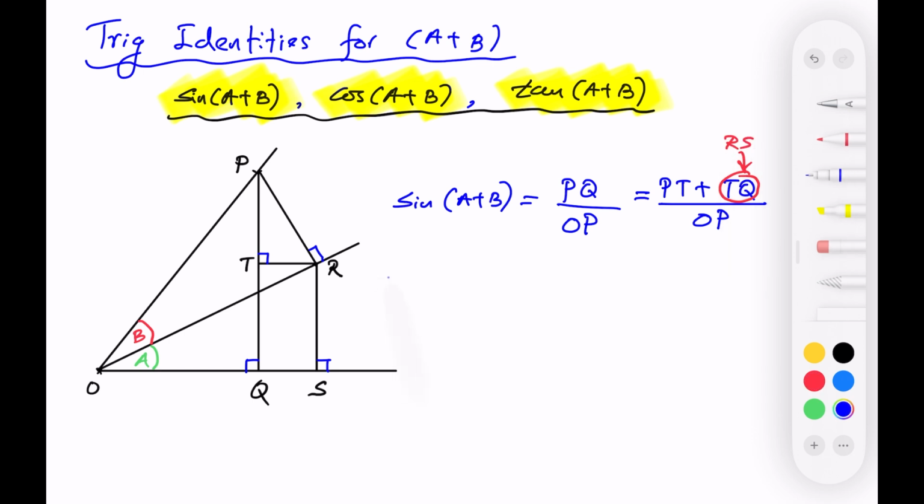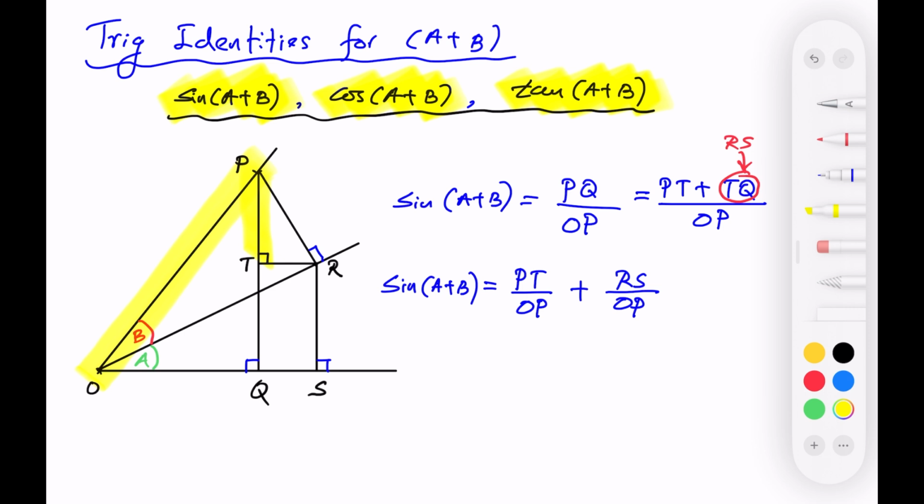Now I have sine A plus B equals PT plus RS over OP, which I will write as two fractions, PT over OP plus RS over OP. Now I'm going to pay attention to each of these fractions, PT over OP and RS over OP respectively. When I look at PT over OP, PT is right here, OP is right here. PT over OP doesn't make much sense. I cannot write down any trig ratio for PT over OP.